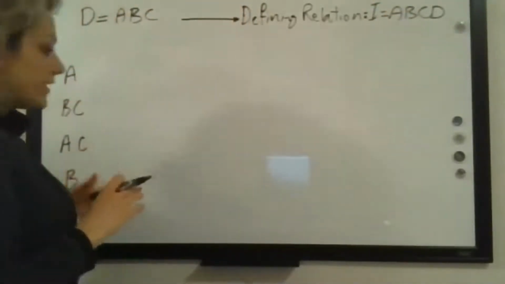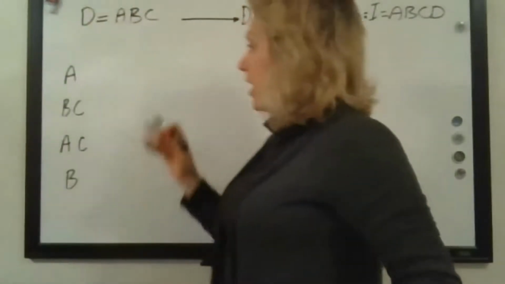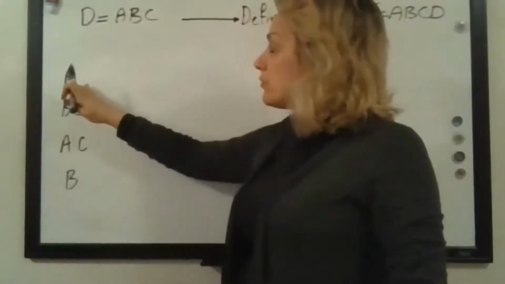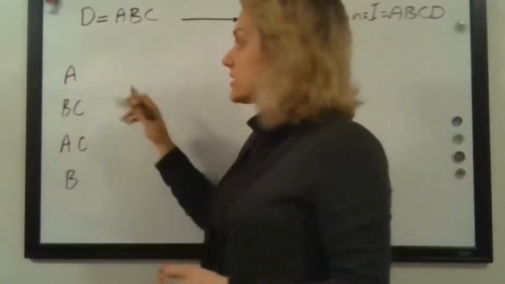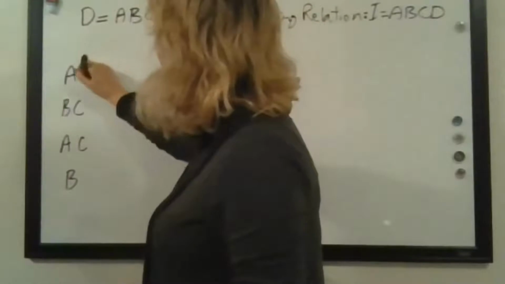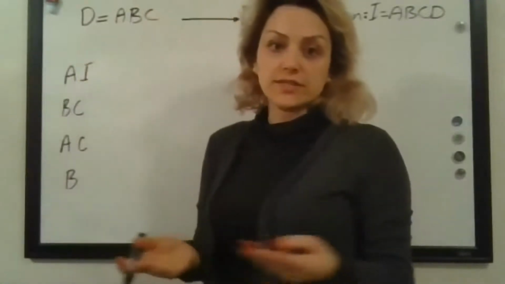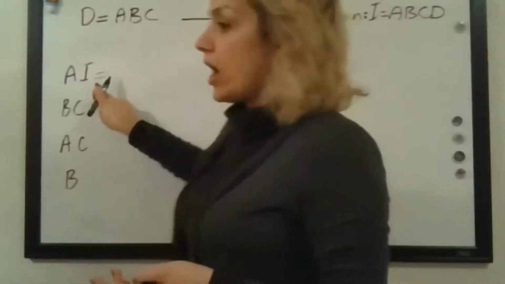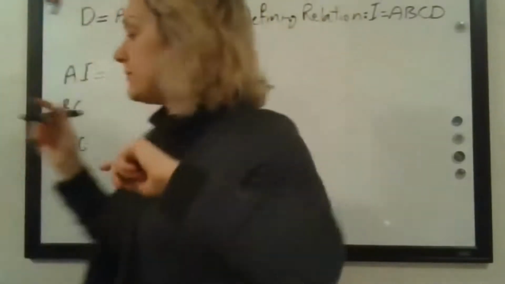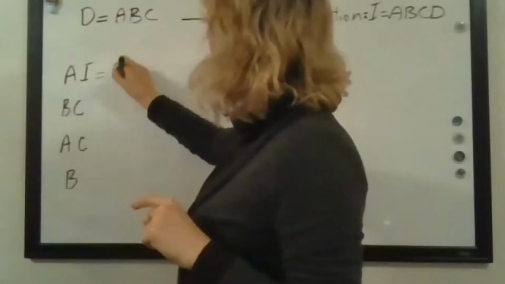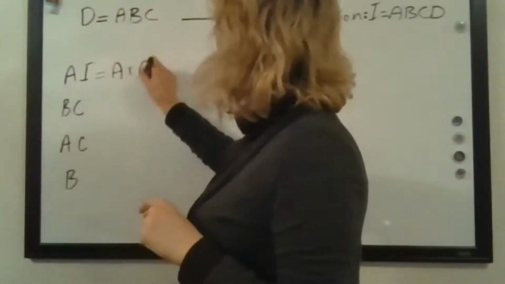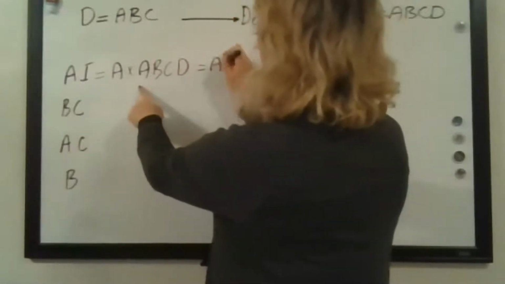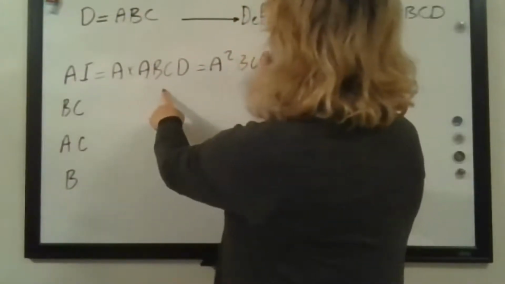Then when we want to find out the confounding pattern, for example, what A is confounded with, what are we going to do? We can write down A times I, where I is just the positive sign. Instead of I, I would write down ABCD. So it would be A times ABCD, which would be A squared, BCD.